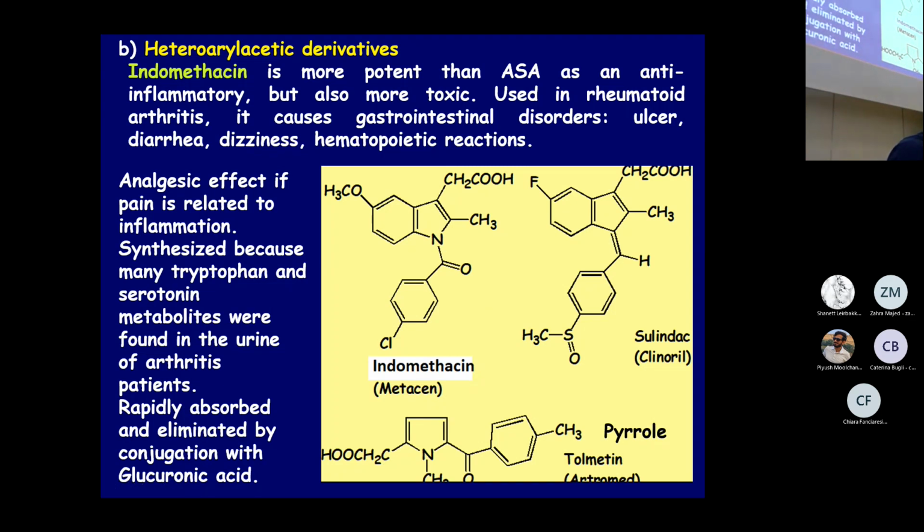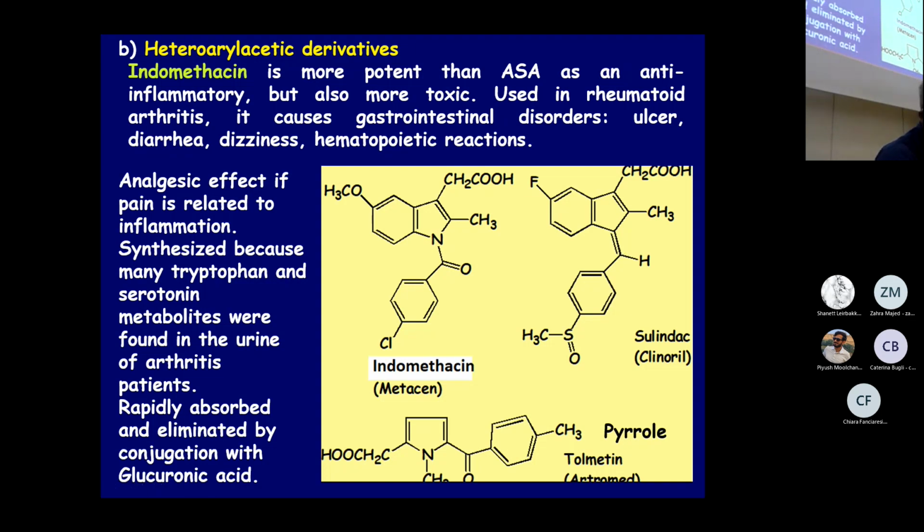To solve this problem, scientists decided to introduce a double bond, an alkene, instead of the amidic bond. You remember, if we have a double bond, we can have cis and trans configuration, blocked. No more free rotation around the double bond.